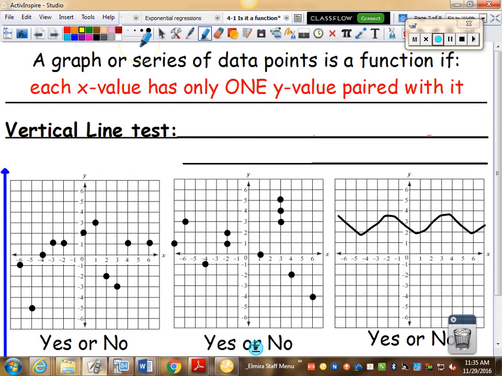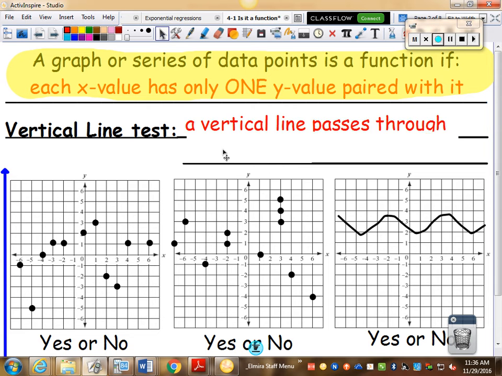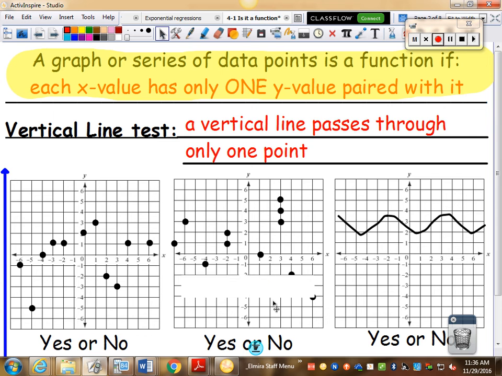So, let me make this bigger. There's lots of different ways that we can present data. One of the ways we can present data is in a graph, and what we're looking for is, does each x value have only one y value? So here's the x value of -6. How many dots are along that line? Okay, just one. So an easier way to think about a graph is if it passes something called the vertical line test, and that would be the vertical line only passing through one point.